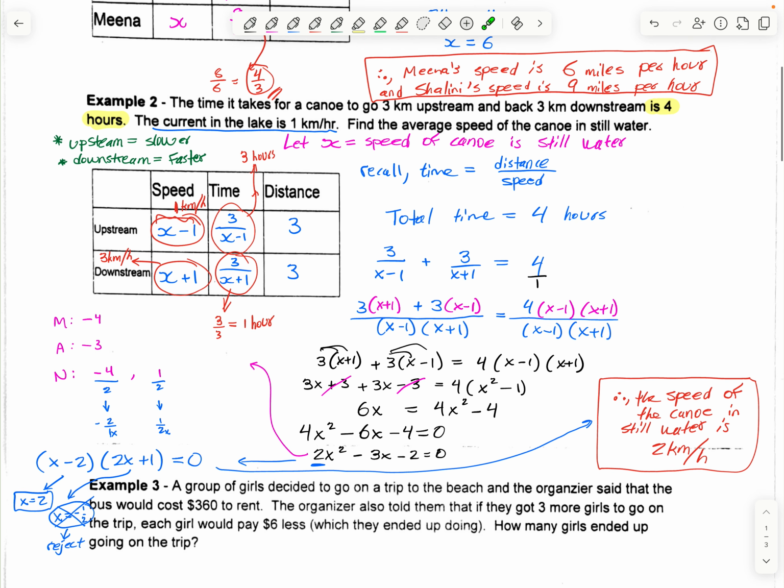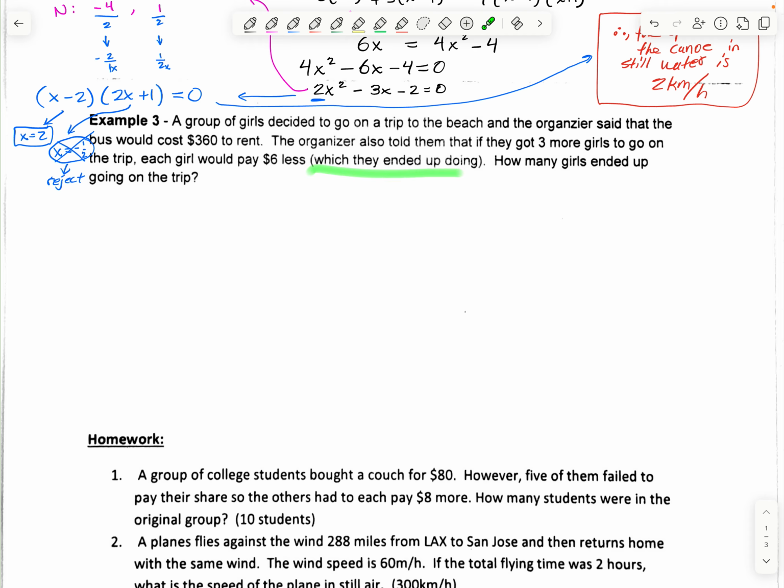All right. So let's read this problem right here, this last one. It says here, a group of girls decided to go on a trip to the beach and the organizer said that the bus would cost $360 to rent for that group. The organizer also told them that if they got 3 more girls to go on the trip, each girl would pay $6 less, which they ended up doing. So the more people go, the less per person. How many girls ended up going on the trip?